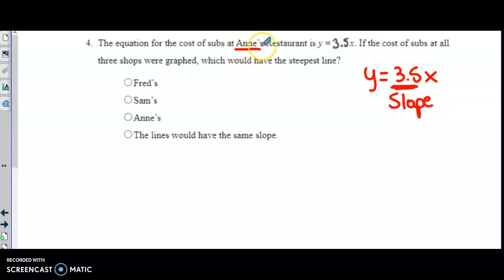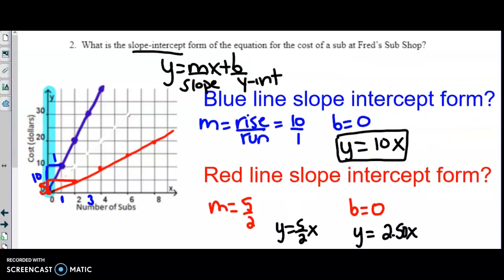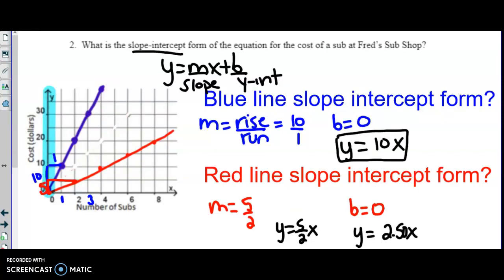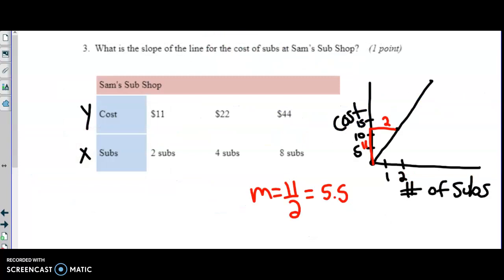So in Annie's restaurant, we know that the slope is 3.5, which means that the unit rate, or the cost of subs, is $3.50 per sub. So if we think back, remember I did change the numbers, so let's go back. Let's use the blue one where 1 sub was $10 at Fred's. So I'm going to use the blue line there.